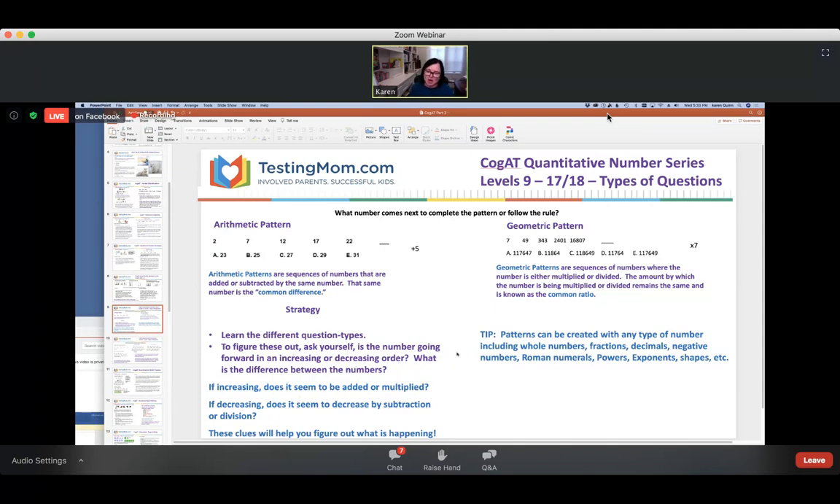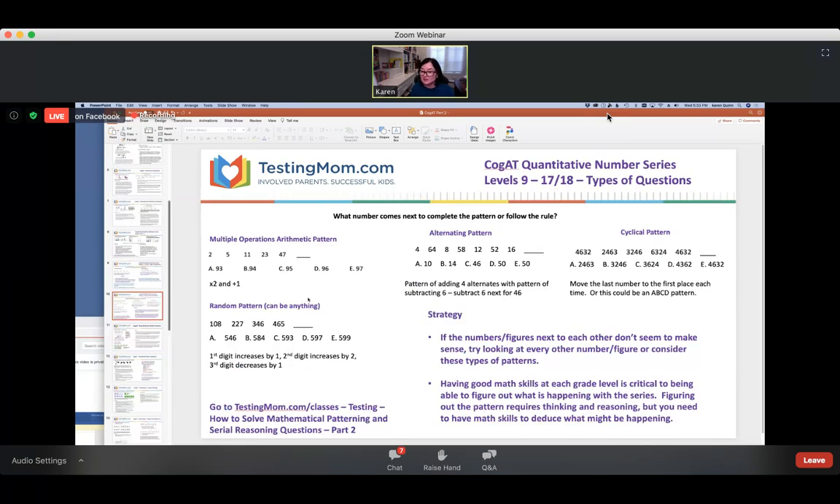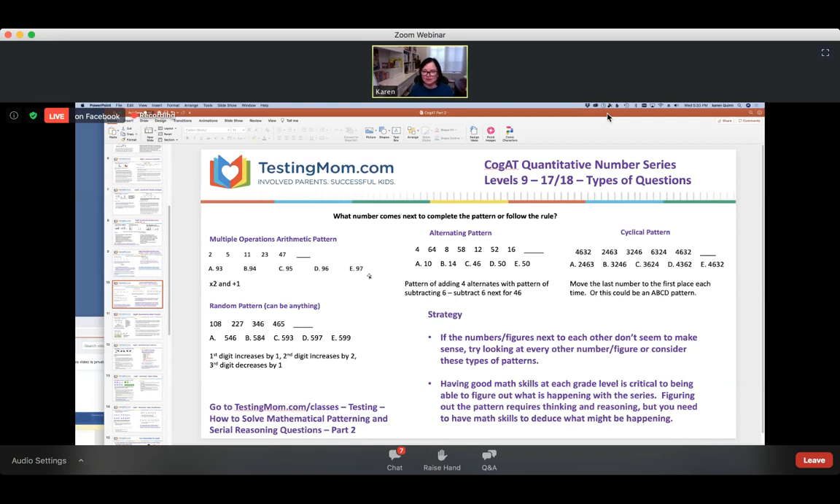And just know that these patterns can be applied to whole numbers, which is what we're doing here. They can be applied to fractions, decimals, negative numbers, Roman numerals, all kinds of things, even shapes. So you're going to see this type of pattern in a lot of situations. So just know it can be applied in many situations. And then here, I want to show you that there are other types of patterns to look for, and I'm giving them to you right here.